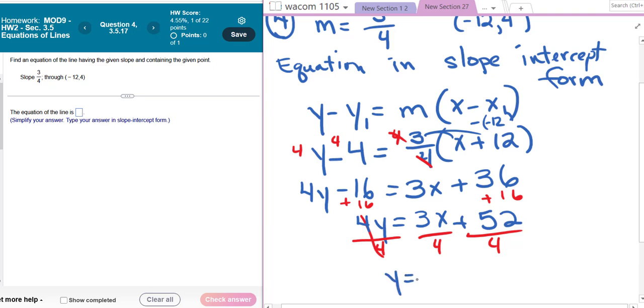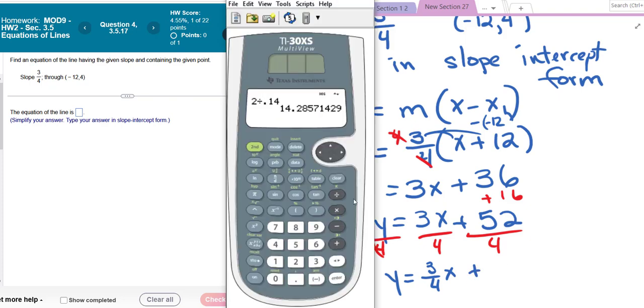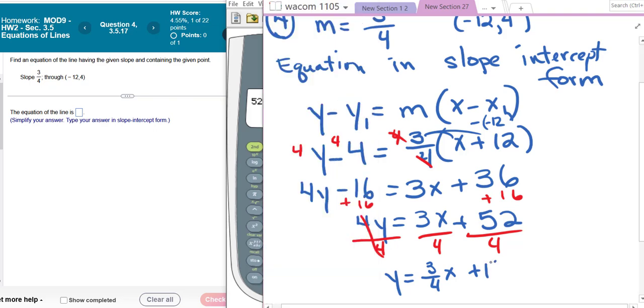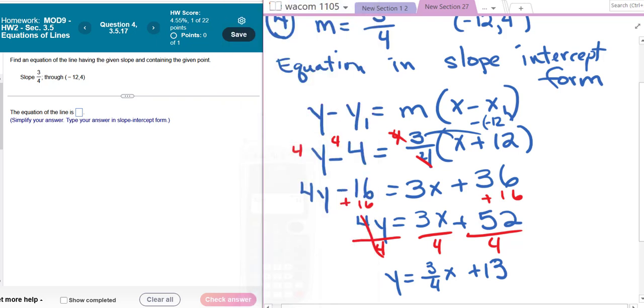So we get y equals 3/4 x. You can pull that away from the x a little bit. And I believe this divides evenly. 52 divided by 4 goes 13 times. So there is our equation of the line.